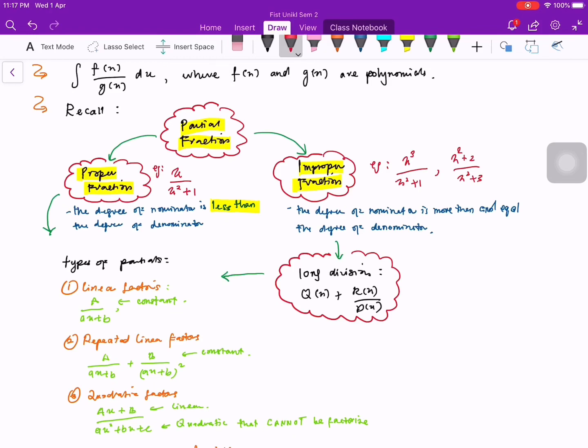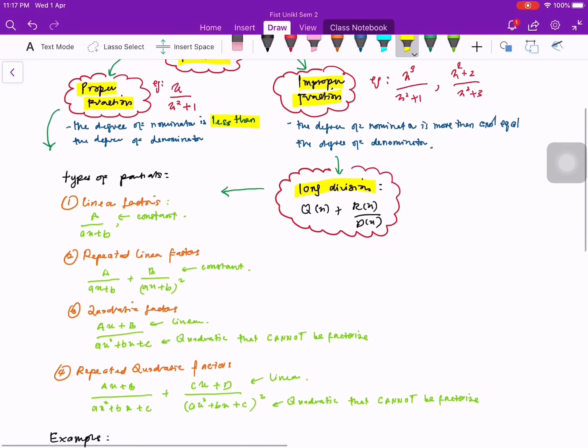So for improper fractions, before we can go to the next process, we have to go through the process of long division. Kalau pelajar masih ingat process of long division, okay, so long division we have to divide the polynomial itself, dan kita kena tulis jawapan kita dalam bentuk q(x) plus r(x) over d(x). Dan seterusnya kita akan recall balik types of partials.